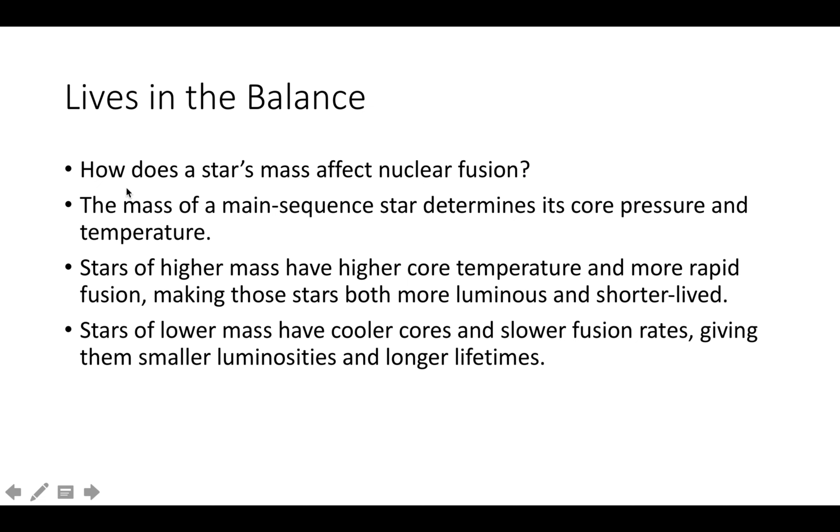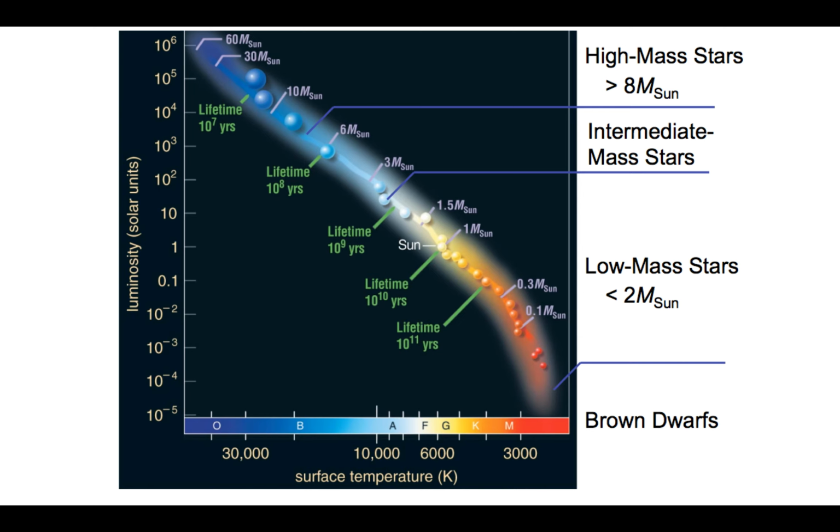So first off, how does a star's mass affect nuclear fusion? We talked about this yesterday a little bit in our lecture, but the mass of a main sequence star does determine its core pressure and temperature. If you have high mass, you're going to have higher core temperature and more rapid fusion. Therefore, these stars will be brighter or luminous and shorter lived. If they have a lower mass, they'll have a cooler core, slower fusion rates, smaller luminosities, and a longer lifetime. So, an HR diagram showing the lifespan of stars.